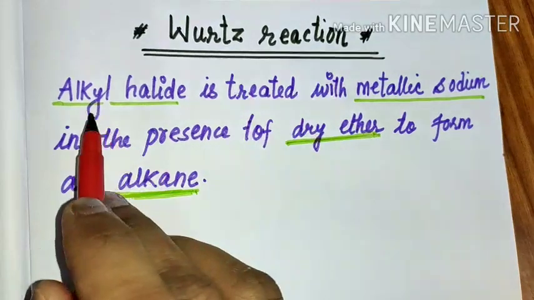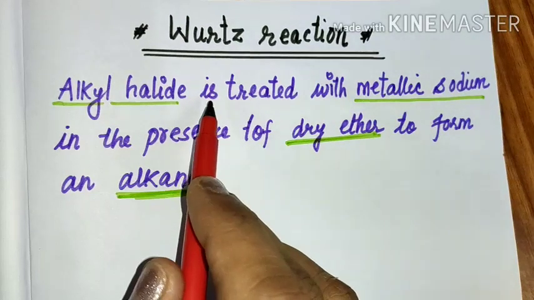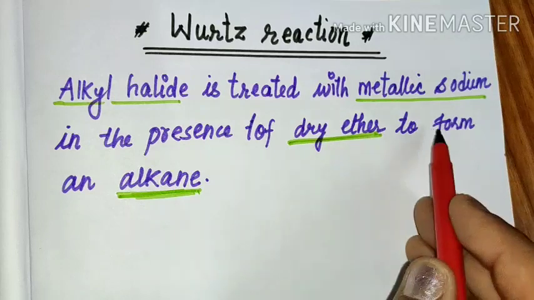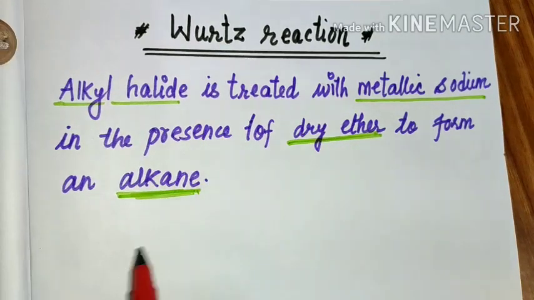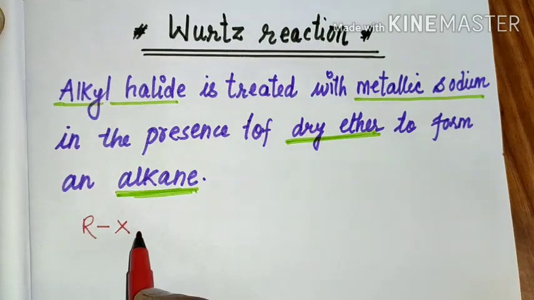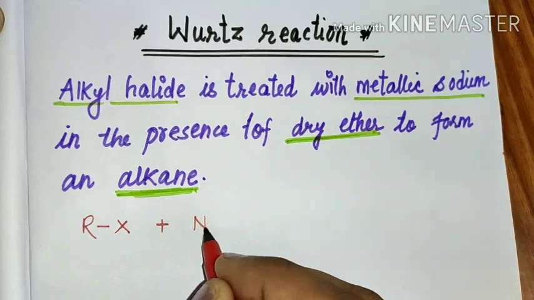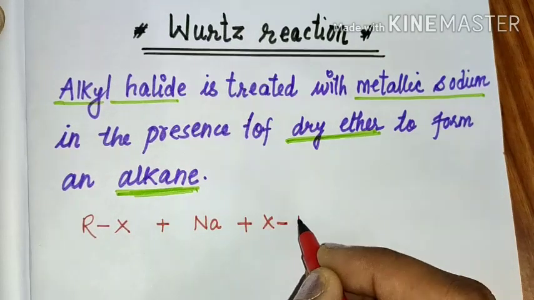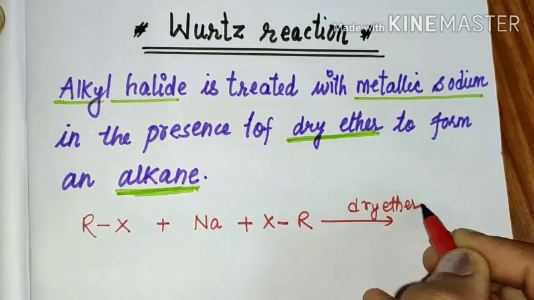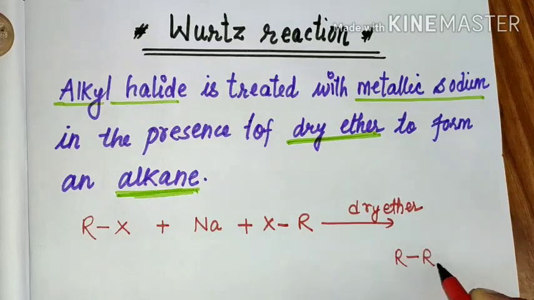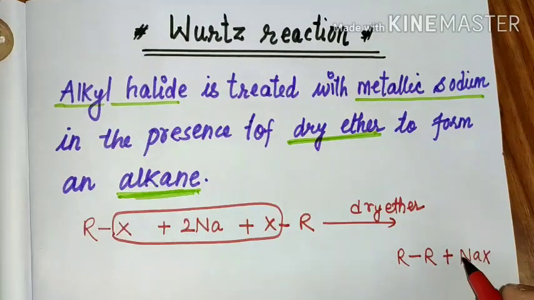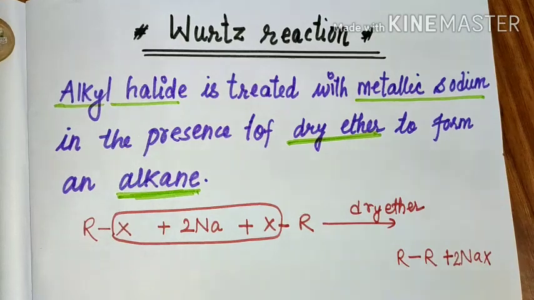So let's begin. In this reaction, alkyl halide is treated with metallic sodium in the presence of dry ether to form an alkane. So the reaction is an alkyl halide. This is the general formula for an alkyl halide. It reacts with metallic sodium. 2 moles of alkyl halide are taken in the presence of dry ether to form an alkane, and 2 moles of sodium halide are released in this reaction.